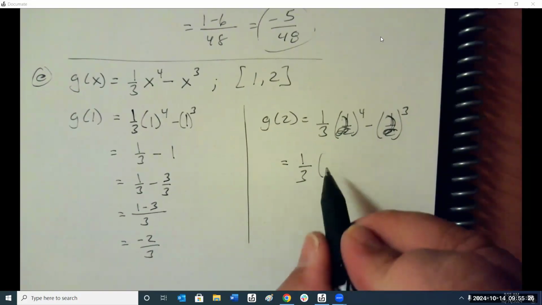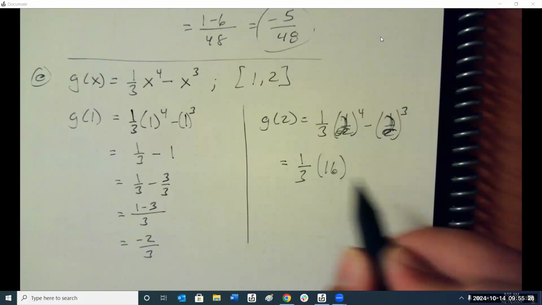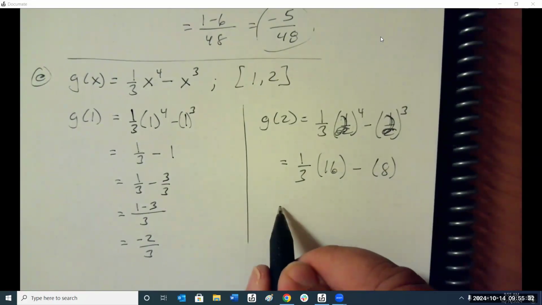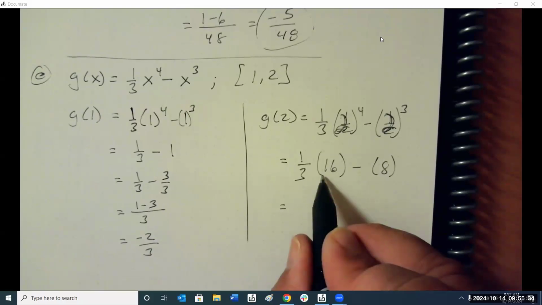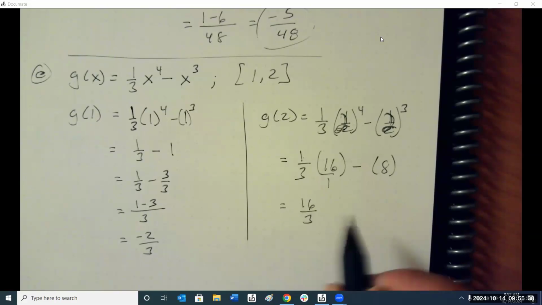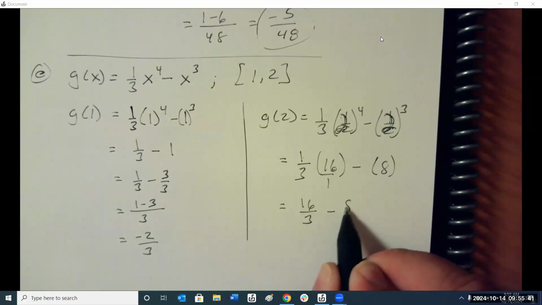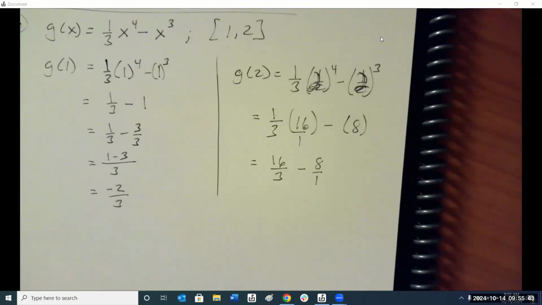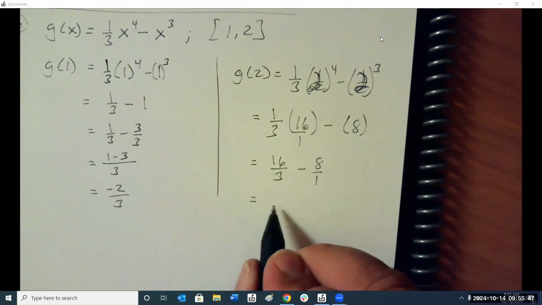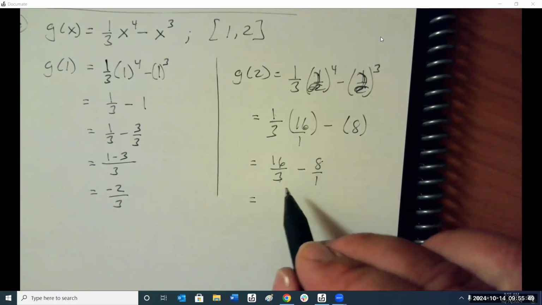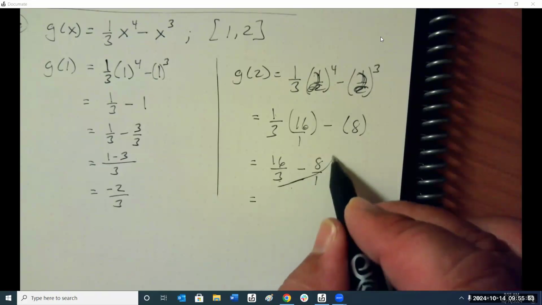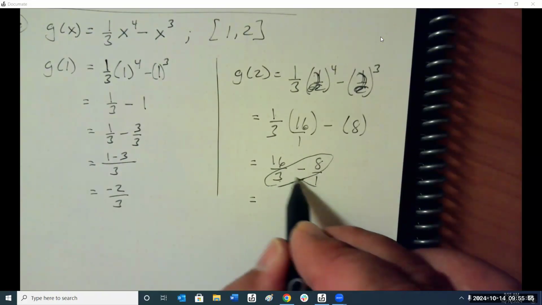2 to the fourth is 16. 2 to the third is 8. So it gives us 16 times 1 is 16/3 minus 8/1. Get a common, oh, should we use, no. Oh yeah, we could use this. We use the butterfly, it's pretty short.